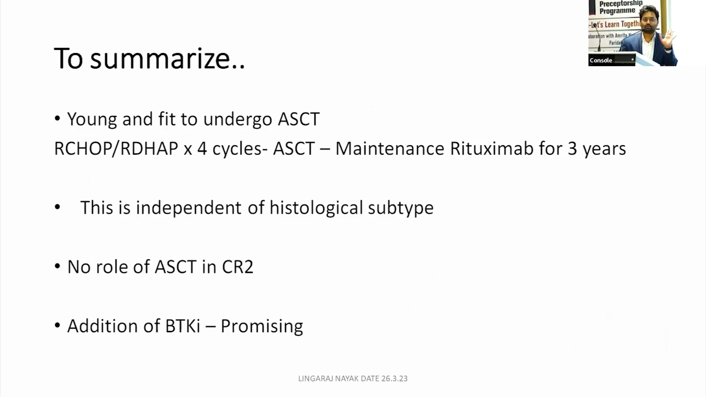No role in CR2. Important. If the patient relapses, there is no data that transplant helps in CR2. It is always CR1. And addition of a BTK inhibitor is promising, but we need to wait. Any questions in mantle cell?